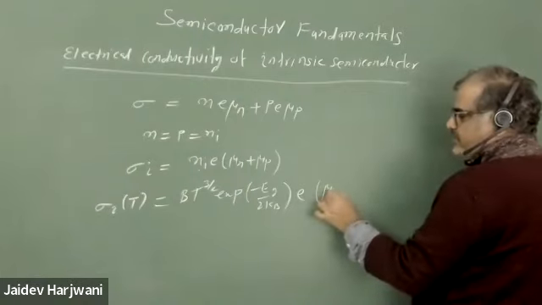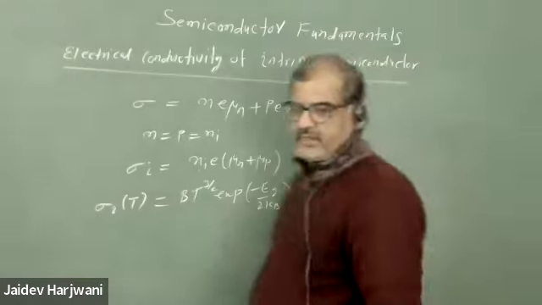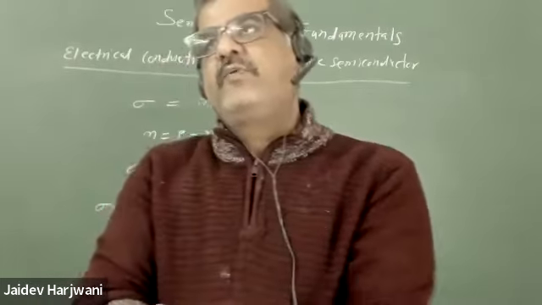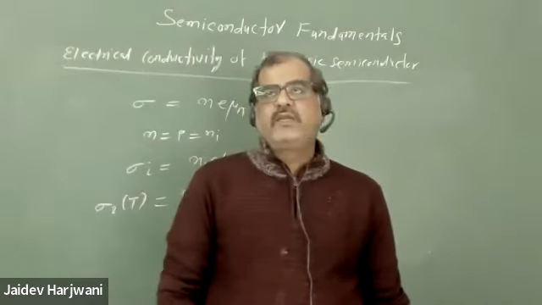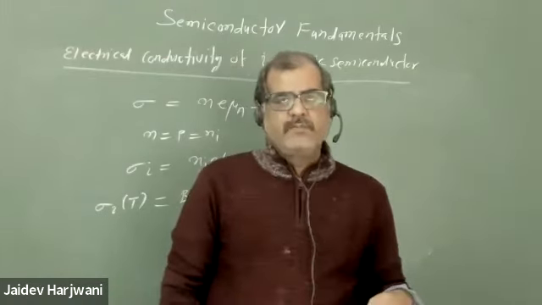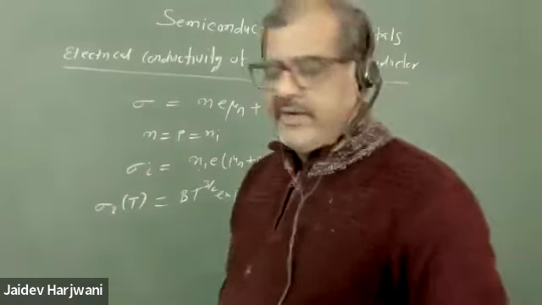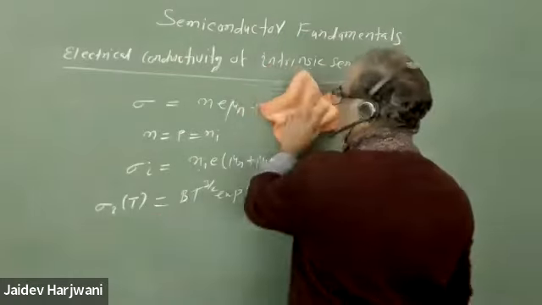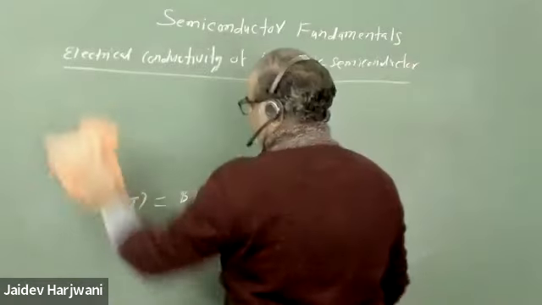Now what about mu_n plus mu_p, whether they are temperature dependent or not? Mobility is also temperature dependent. Mobility means, when you are applying an electric field, how fast your charge carriers are moving; that is, velocity per unit electric field is called your mobility. Now how does mobility depend on temperature? Let me now see the variation of mobility with temperature.